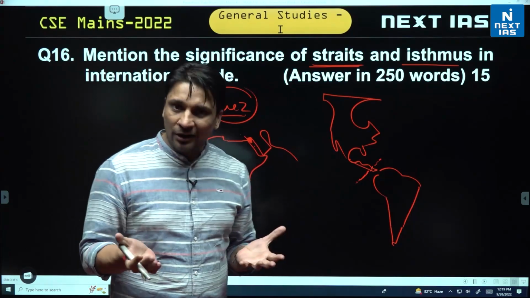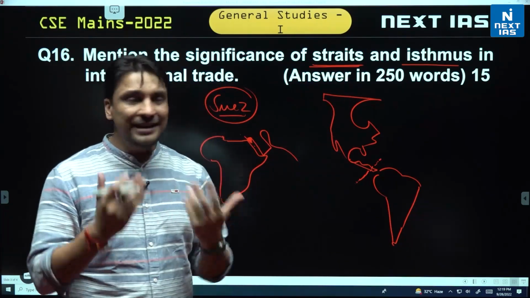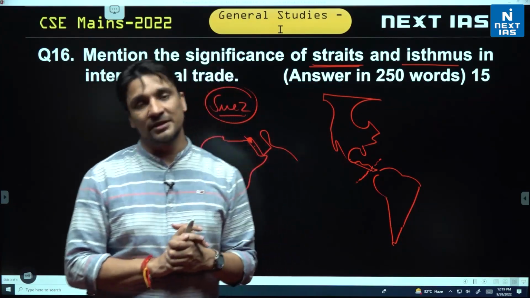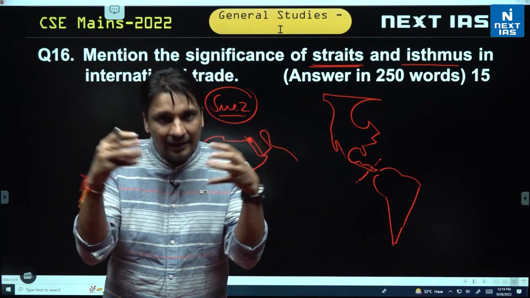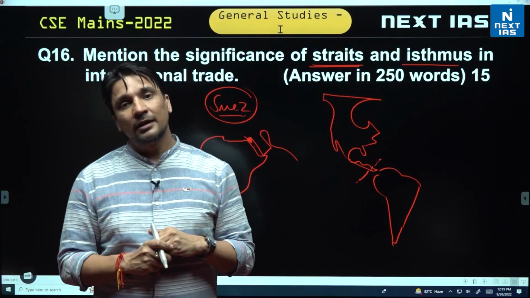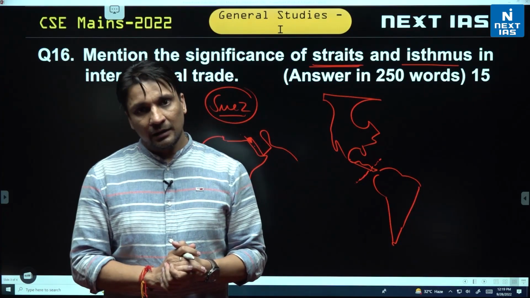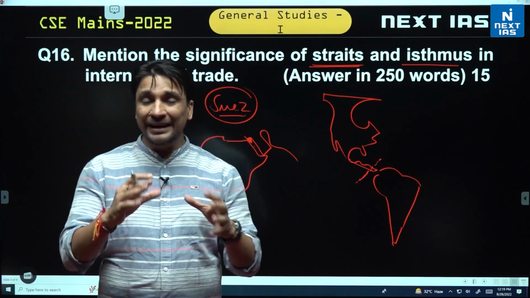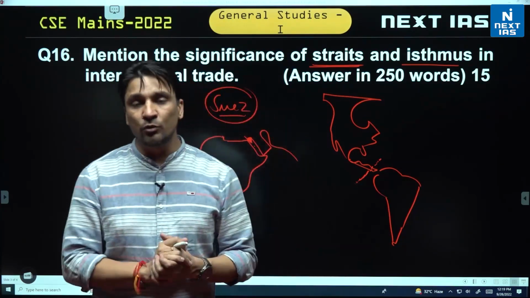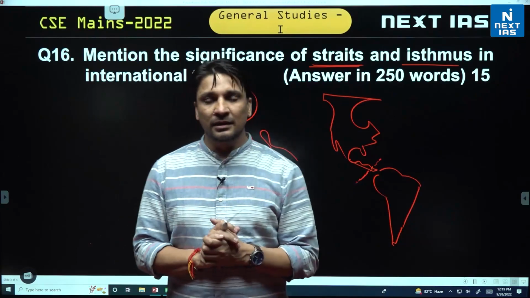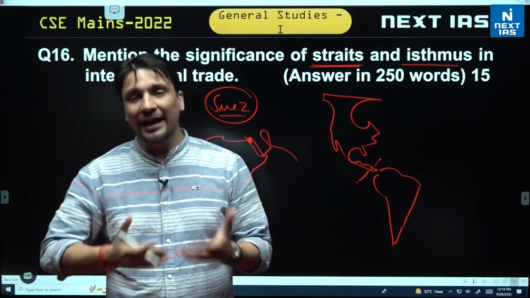Now, what will be the body of the answer? You are supposed to talk about economic or trading significance of strait and isthmus. See, straits are the connecting link between the oceans and seas. They connect the marine trade routes, and by connecting the marine trade routes, the straits support global marine navigation and trading.